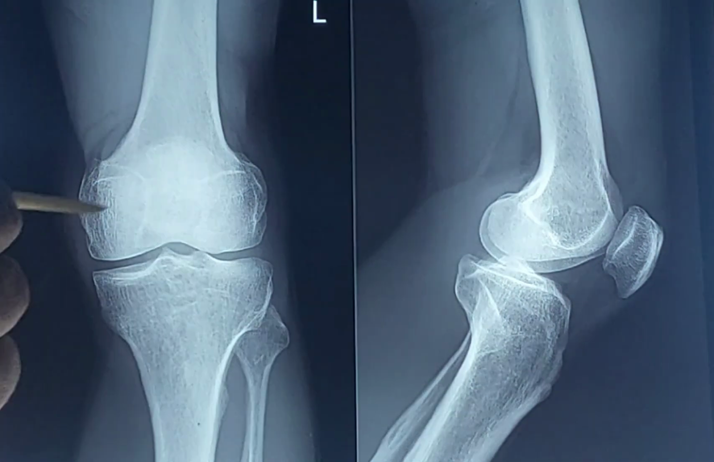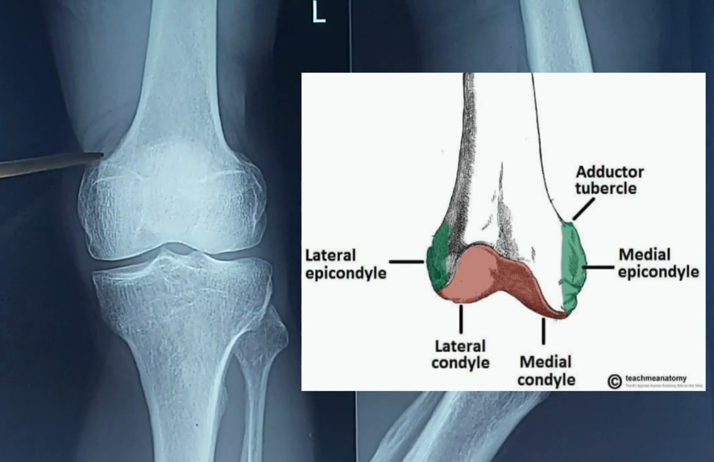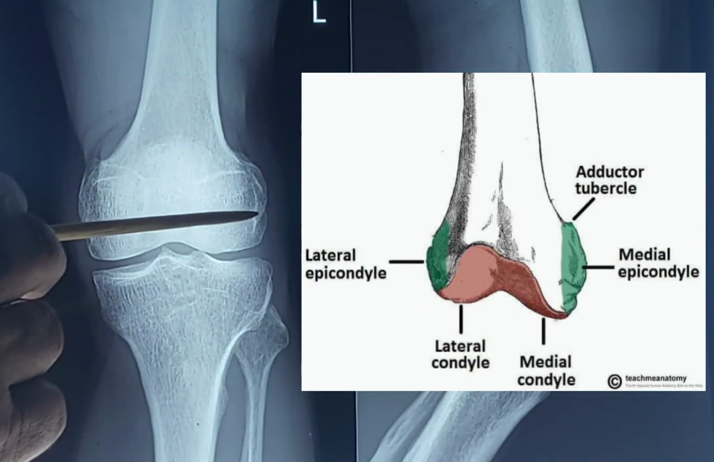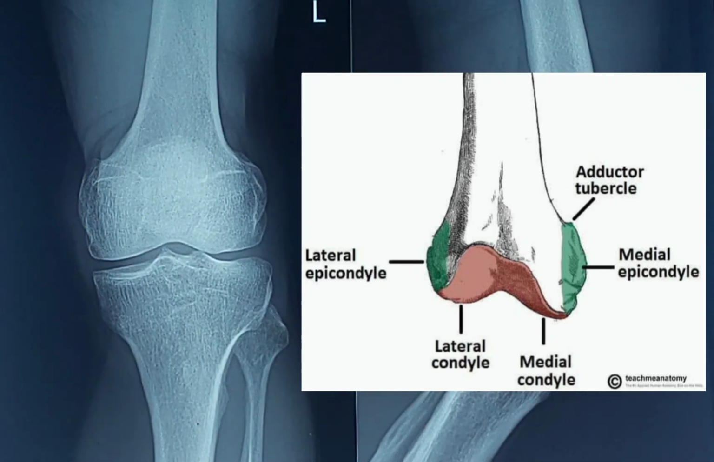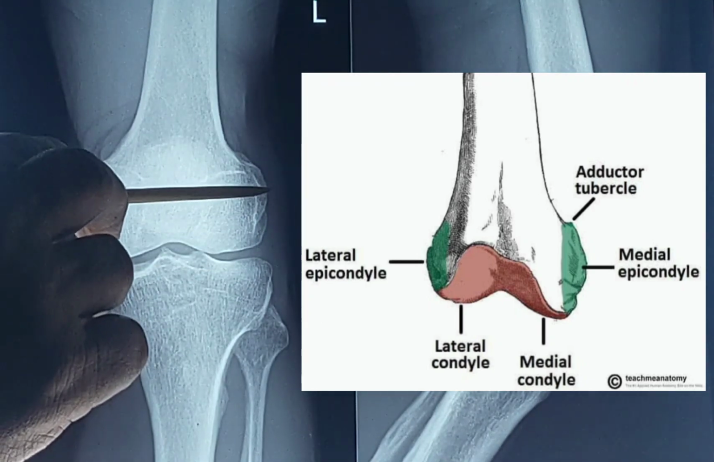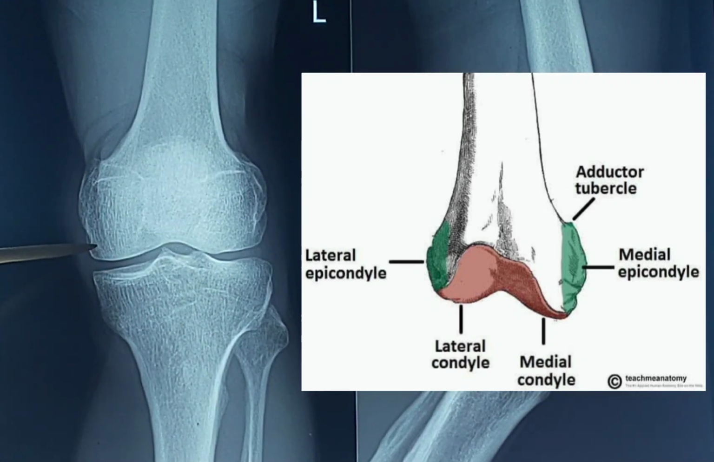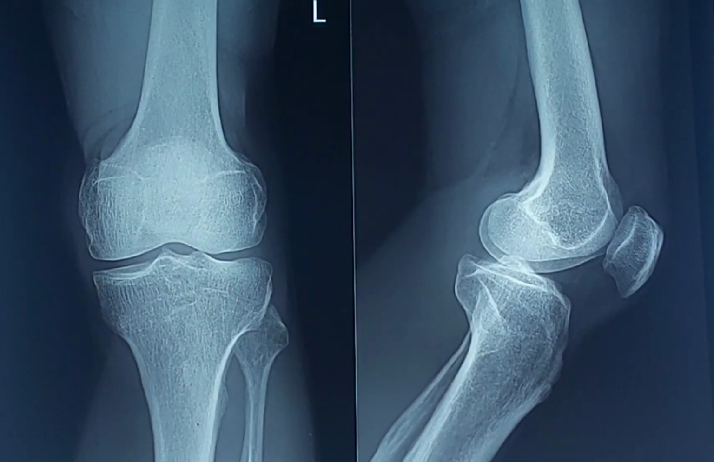Then we can see the epicondyle. There are two epicondyles, medial and lateral. This is lateral side, this is medial side. On the lateral side, the most projecting bony part from the lateral surface of lateral condyle is called the lateral epicondyle. And on medial side, the most projecting bony part from the medial surface of medial condyle is called medial epicondyle. So there are two epicondyles, one medial and one lateral.